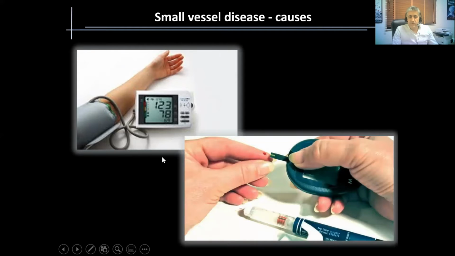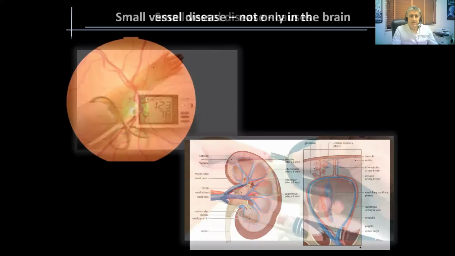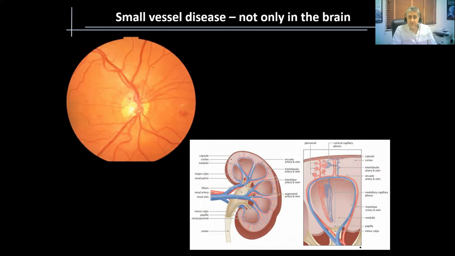Arterial hypertension and diabetes mellitus are two very important, very significant causes of small artery disease. But we have to understand that this small artery disease is not related only to the brain. It's not located only in the brain.